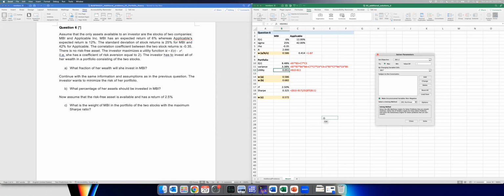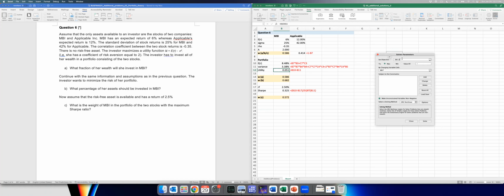Second question. Let's continue with the same information and assumptions as in the previous question. The investor wants to minimize the risk of her portfolio. What percentage of her assets should be invested in NBI? So this investor has changed. She's no longer maximizing the utility. She only wants to minimize the risk of her portfolio, which is measured by variance.